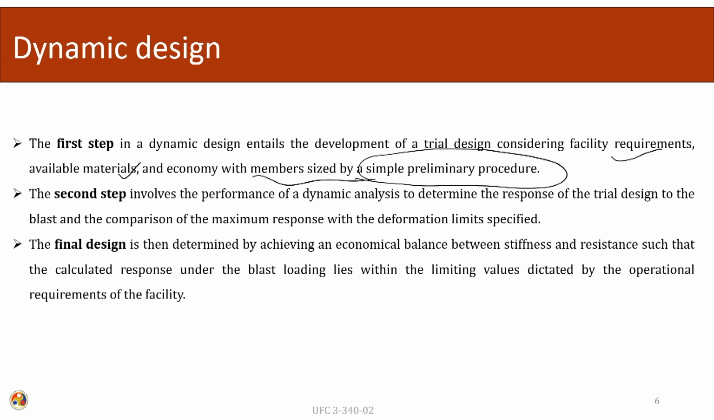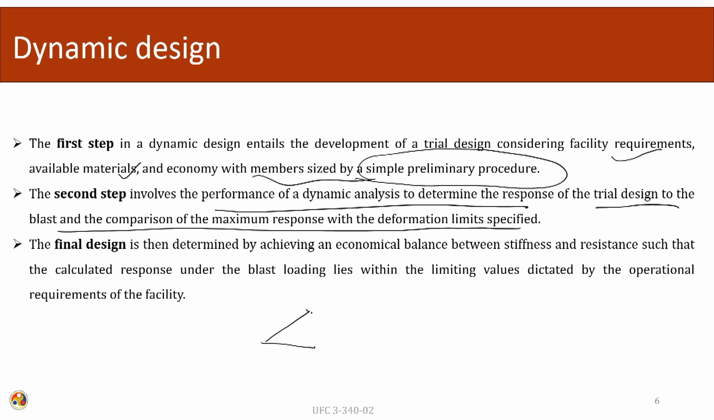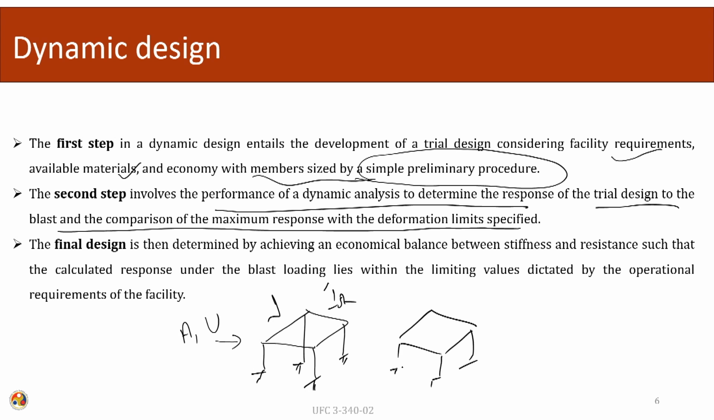After we have the initial configuration, the second step involves the performance of a dynamic analysis. After the initial configuration, dynamic analysis is performed on the system to determine the response of the trial design to the blast compared to the maximum allowable response. It means that first of all, depending upon the requirement, an initial configuration is first made. So, this is the initial configuration depending upon the availability of the material, the usage and other factors, and this is the first step. In the second step, this entire thing is subjected to a dynamic analysis. The blast loading is applied using the approximations, and the responses are calculated.